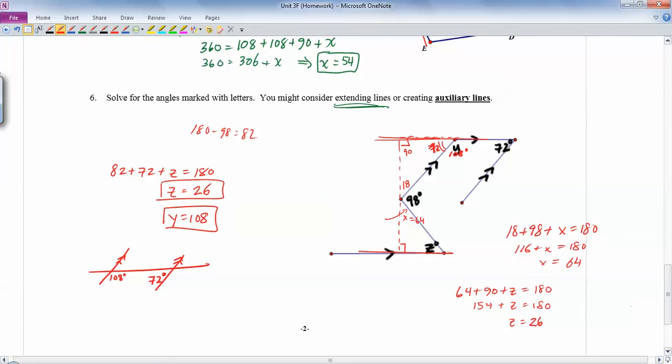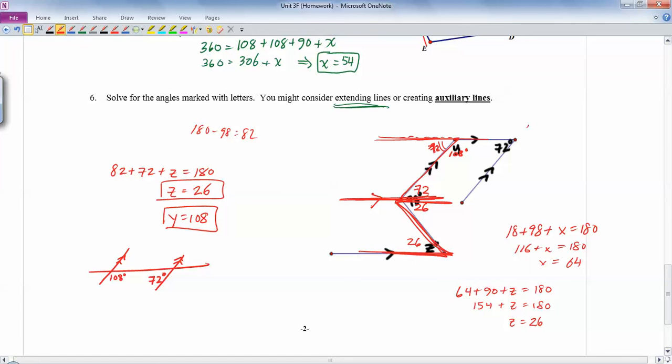There are some other ways of doing this too. I've seen in the past some students will create this line right here. And then you can use this Z shape to get that this is 72. So they're creating a new parallel line. And then the one below it ends up being, let's see, 98 minus 72 would be 26. And then you've got this Z shape right here. So this would be 26 also. So there's a ton of different ways of trying to do this.